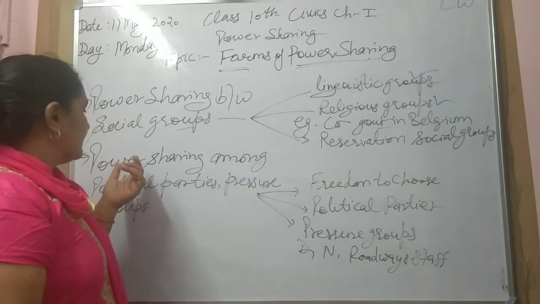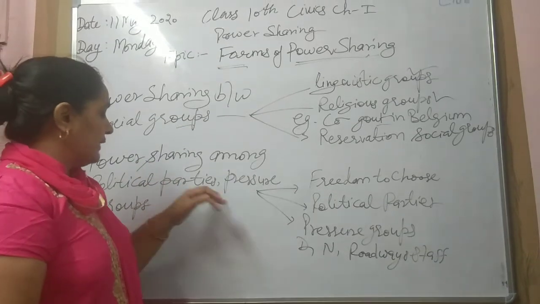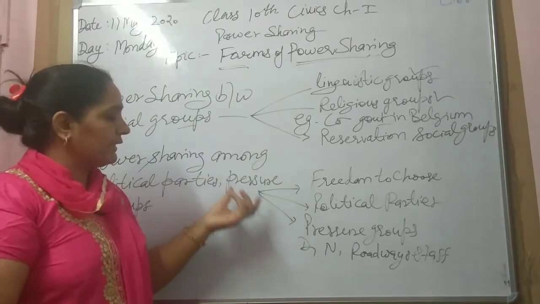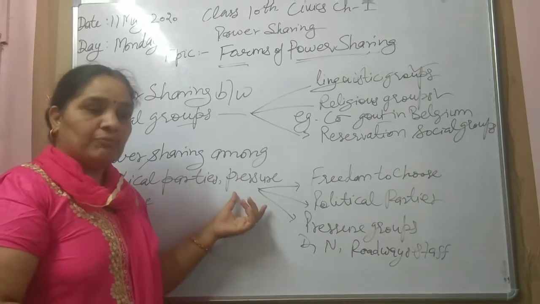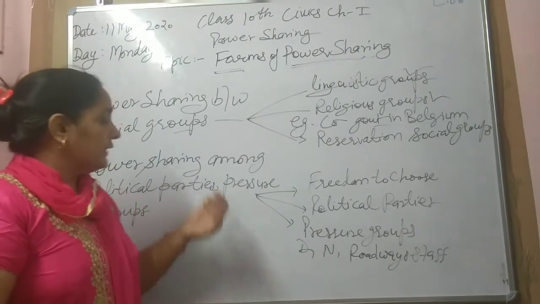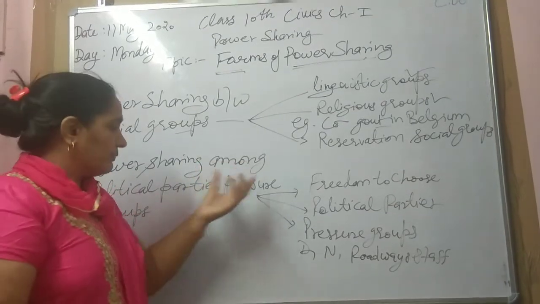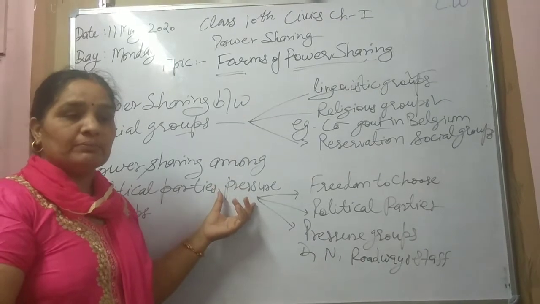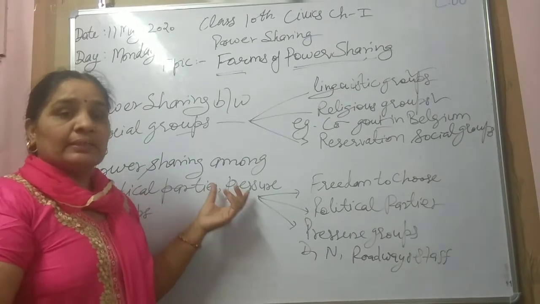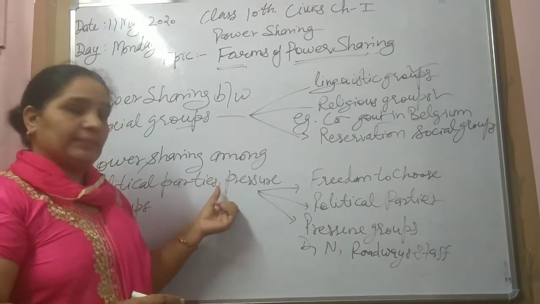Our next part is power sharing among political parties and pressure groups. You all are aware of political parties. Political parties are those parties which are formed for contesting elections, getting a majority and running the government. Then pressure groups. Some people make groups to fulfill some of their needs. These people do not take part in elections, but they affect government policies from outside with the help of strikes, picketing and the like.